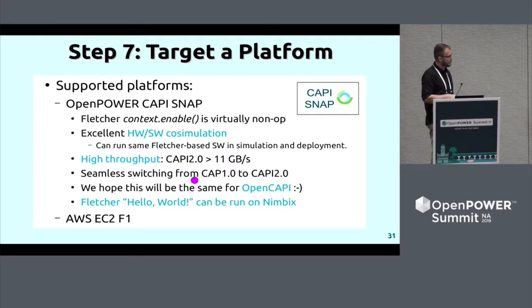We already had this working for CAPI 1.0, so a very nice thing that we saw was that when we switched to CAPI 2.0, it was pretty seamless. We didn't have to do anything, just tell SNAP that we wanted to use CAPI 2.0. So we hope this will be the same for OpenCAPI. Gotta look at the SNAP team here. Actually, this hello world example that I just showed you, you can run it on Nimbix. So if you want to do this, please come talk to me after the talk. Then we can maybe talk about how we can collaborate on that. We also support this platform, but the support is a bit old.